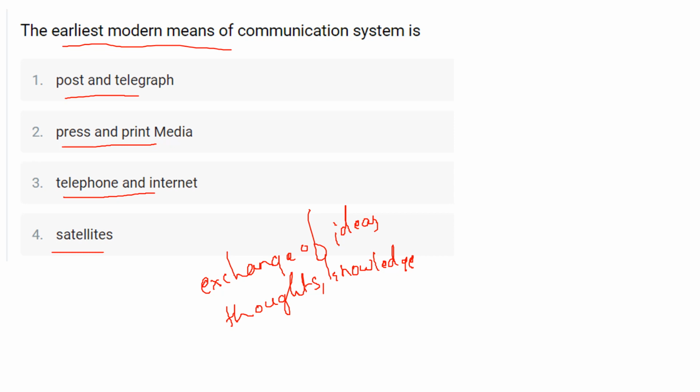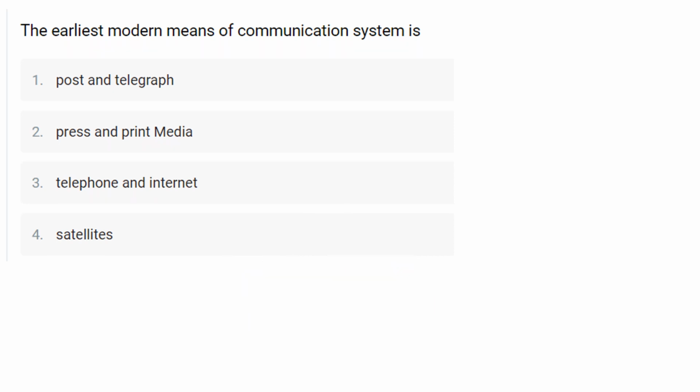The telegraph system was developed by Samuel Morse in 1837, and through the telegraph system coded signals were sent away, and it was known as Morse code. The letter and the telegraph were the means of communication till the advent of telephone and the internet. So here the correct answer is option number 1, that is post and telegraph.